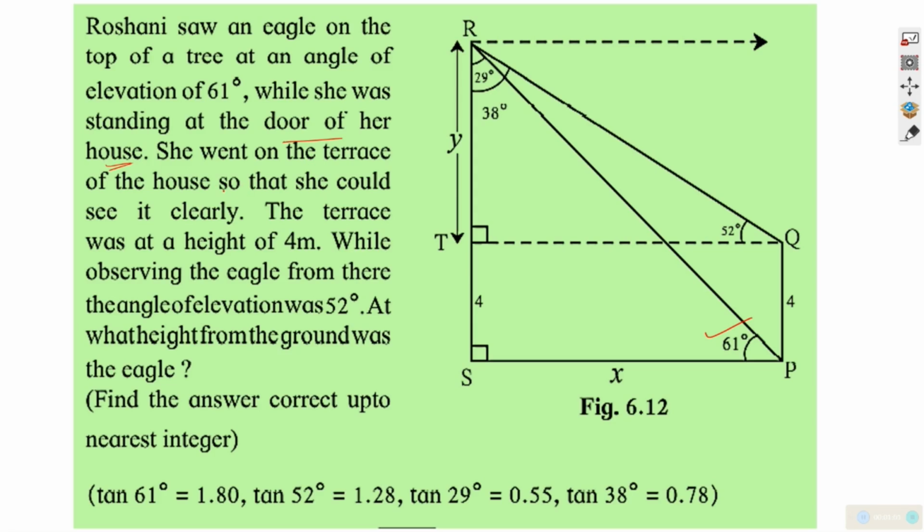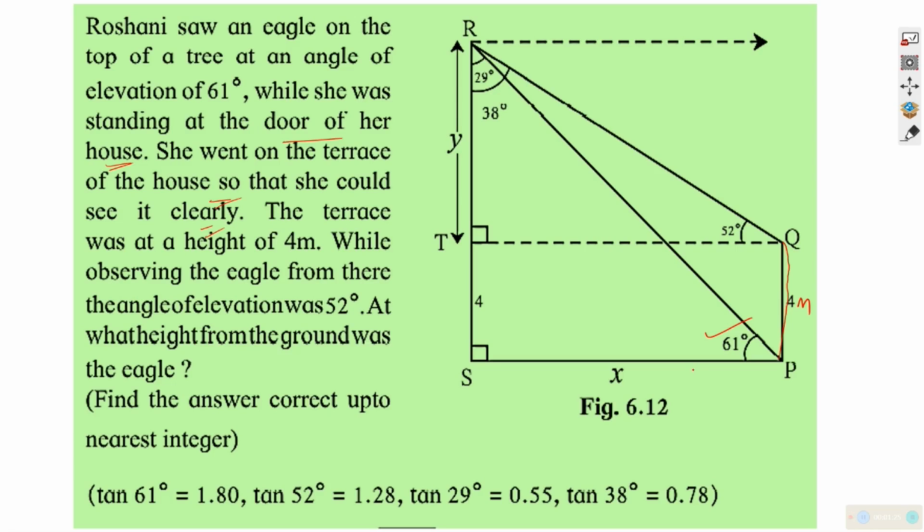She went onto the terrace of the house so that she could see it clearly. The terrace was at a height of 4 meter. So you have to draw this. You have to draw the building and the eagle. So you should know how to draw the diagram. That's another task now.